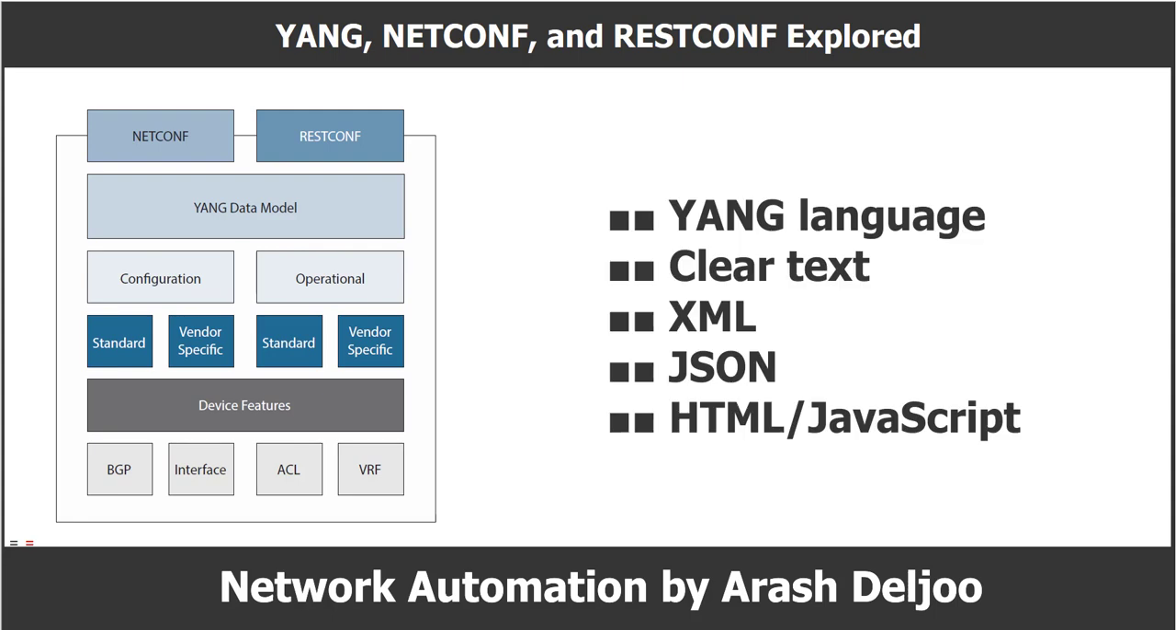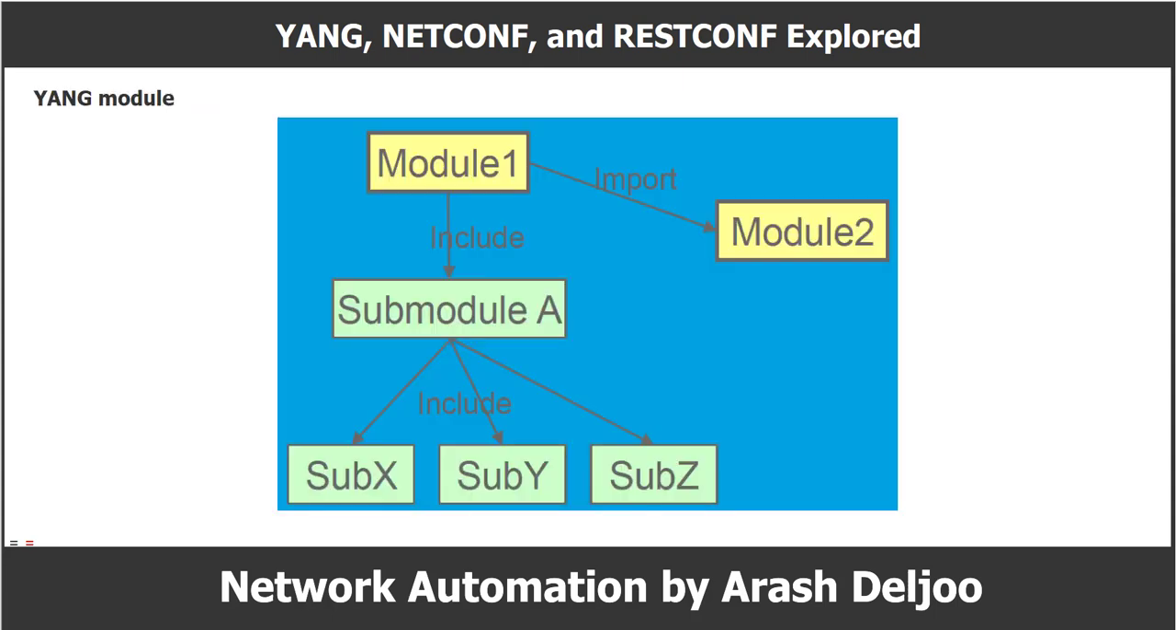This figure illustrates the NETCONF Yang stack. A Yang module is a self-contained top-level hierarchy of nodes. A Yang module can also use sub-modules. It uses linkage statements such as import and include. As you can see here, we have module 1, and here we import module 2, and also include sub-module A, and also again here in sub-module A we include sub-module X, sub-module Y, and sub-module Z.